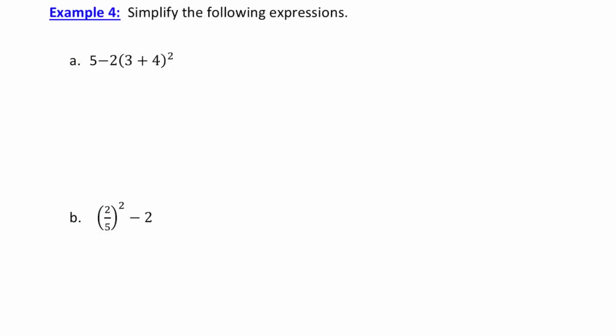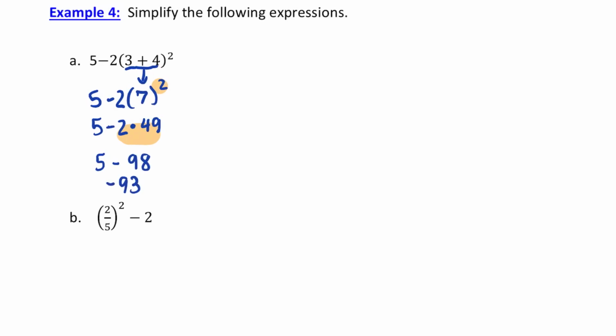So if you look at this one, first we're going to work inside our grouping symbols. We'll add those together and get 7. And then we've simplified inside our grouping symbol as much as we can. So now it's time to move on to exponents and radicals. 7 squared is 49. Now multiplication and division. 2 times 49 is going to get us 98. And then finally, addition or subtraction, we have negative 93.